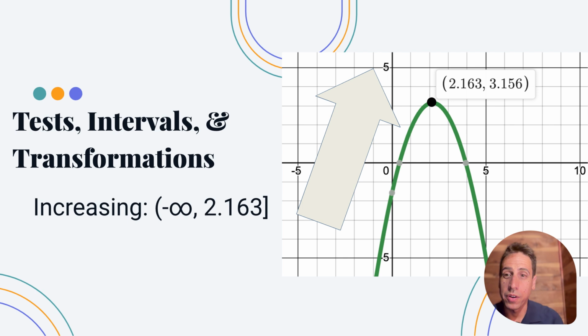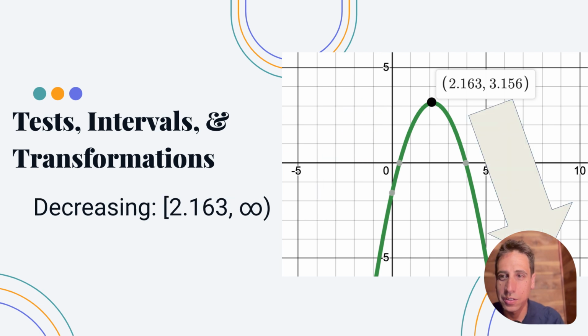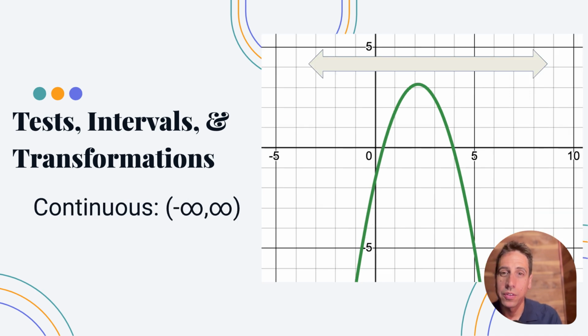You have to report where it's increasing. That means where the graph, reading it from left to right, is going up. And as you can see, it's in interval notation. And you have to tell us when it's decreasing as well. Reading the graph from left to right, where is it going down? Where is it continuous, meaning over what interval can you draw it with one swoop of your pencil if you were drawing it on paper?